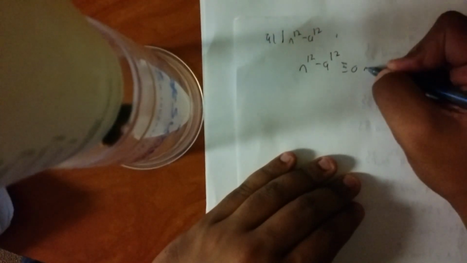Number 2 asks the following. Show that 91 divides the difference n to the 12th minus a to the 12th, given that a and n are relatively prime to 91. So the relatively prime part gives me a few hints. What they're basically asking is for me to prove that n to the 12th minus a to the 12th is congruent to 0 mod 91.